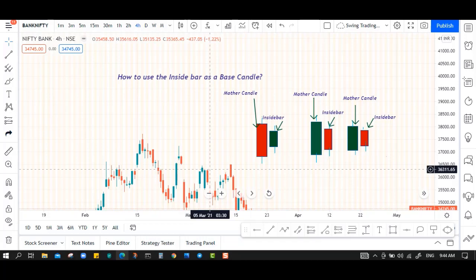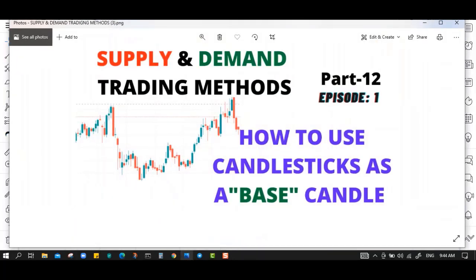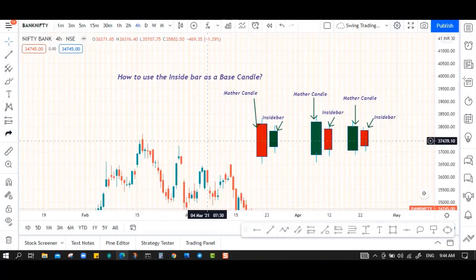In our last video, we discussed how to use the pin bar and engulfing bar candlesticks as a base candle. That was part 1, and this video is part 2. So I strongly recommend you watch part 1 before watching this video.